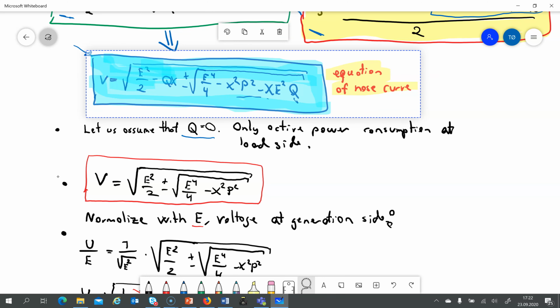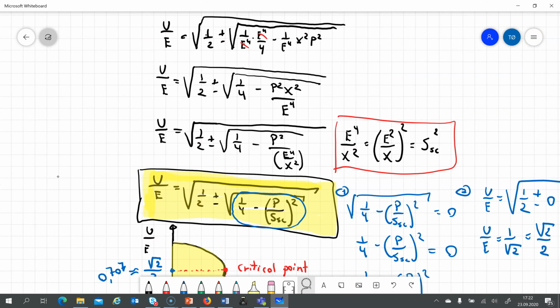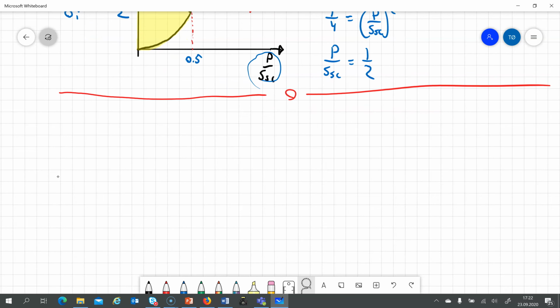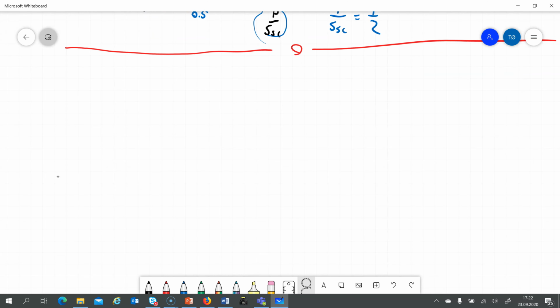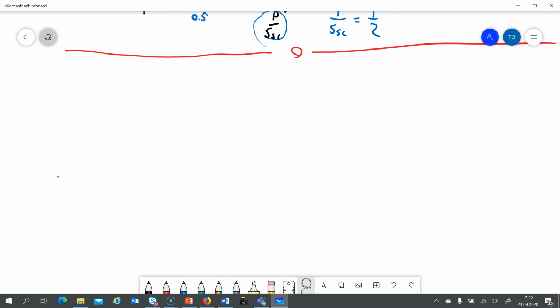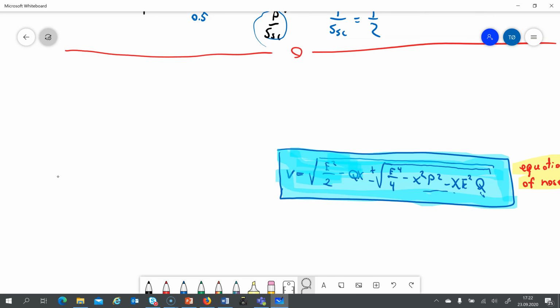And let's copy this. So this, as you can see here, is without reactive power. Now we will have a more general curve. Equally, here, there. Now let's take this to, let's see, normalization also.